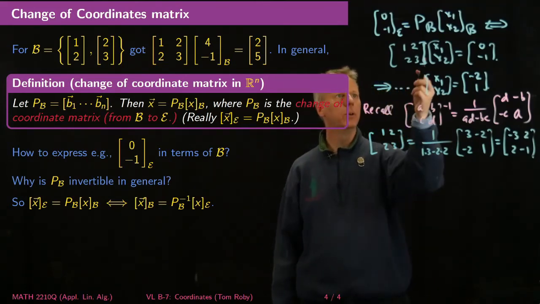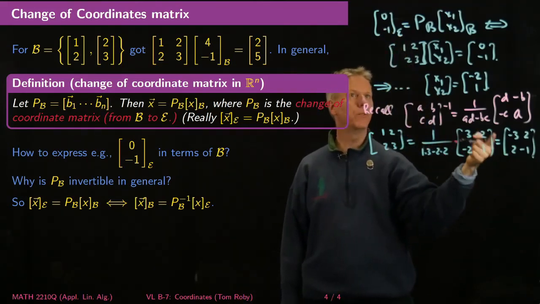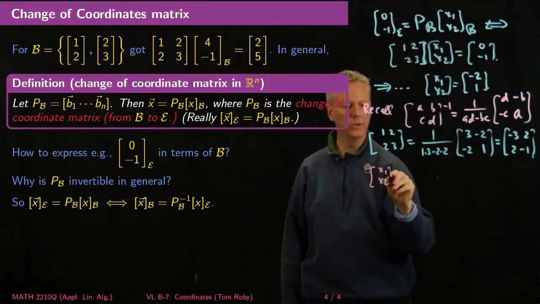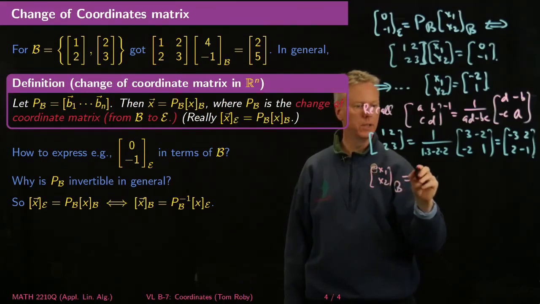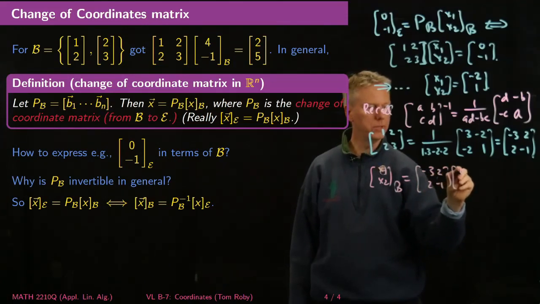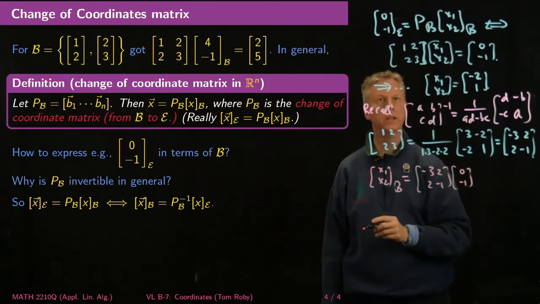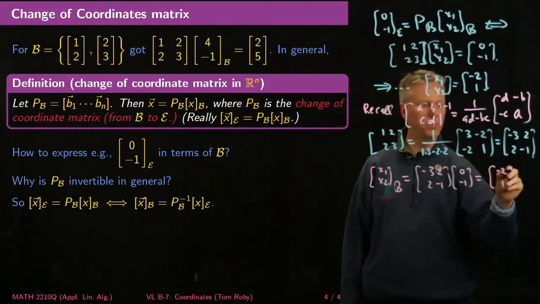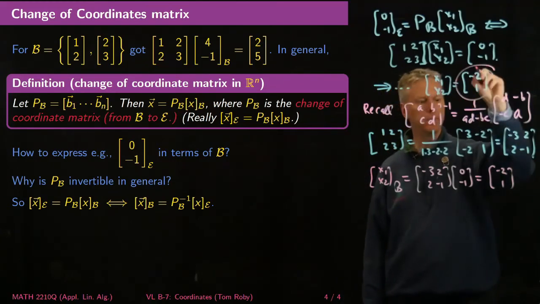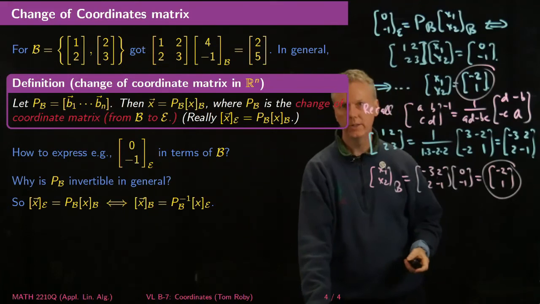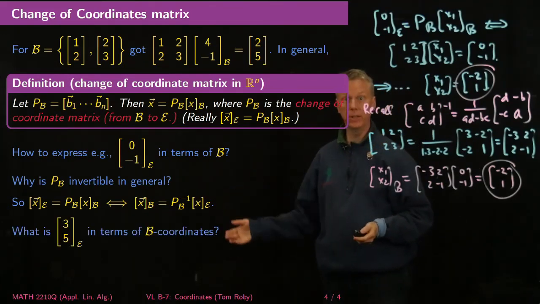So now, for example, if I wanted to figure out (x1, x2) in B coordinates, it should be [[-3, 2], [2, -1]] times, for example, (0, -1). Then I just get (-2, 1), which is the same answer I got before. So that's handy, to be able to go back and forth by using the matrix or its inverse.